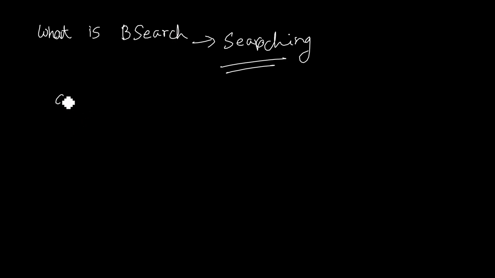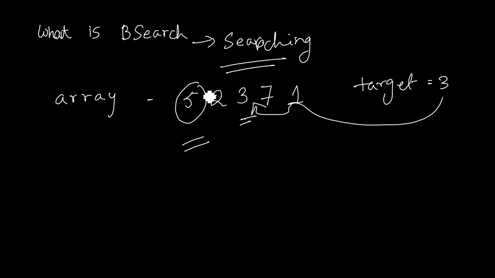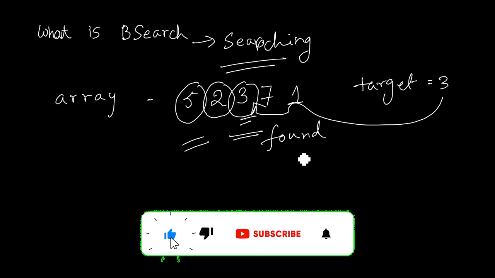For example, we have one array like this. Suppose we have 5 2 3 7 1, and our target element is 3, and we need to find it. How can we do it? We can scan all the elements in the array. First we come to 5, that is not 3, then we come to 2, that is also not 3, then we come to the third element and that is 3, and we can say okay, we found it. So this is a complete normal search. But what is binary search and when can we use it?